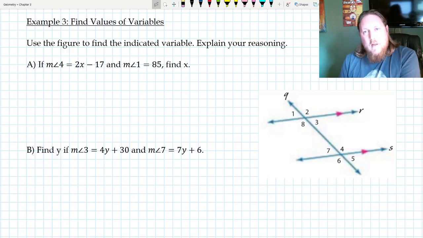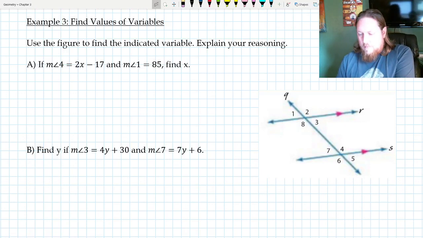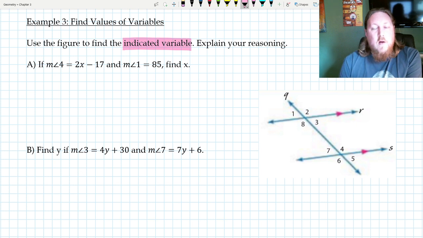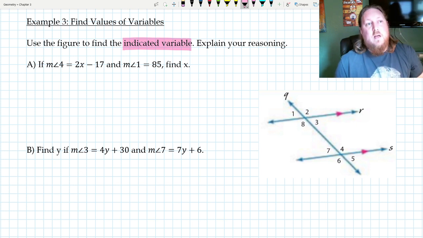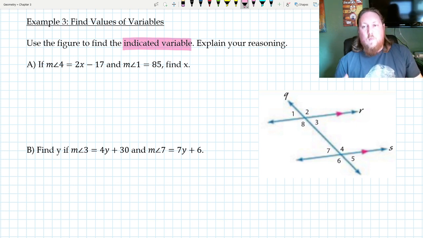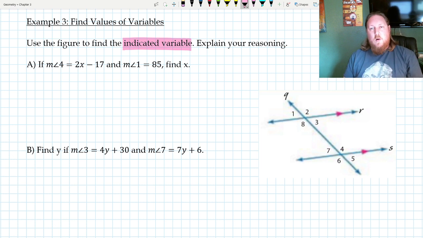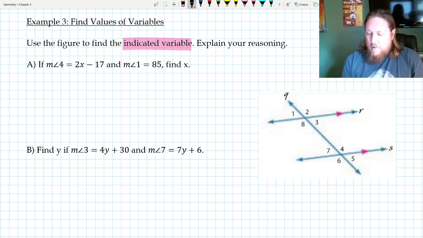Example 3. Find values of variables. Use the figure to find the indicated variable. Explain your reasoning. So this is one of those problems where I have to pay attention to what the problem wants. Does it want the whole angle, or does it just want the variable, or does it want both? Here it just wants the variable, so what I'm looking for at the end is what x equals.